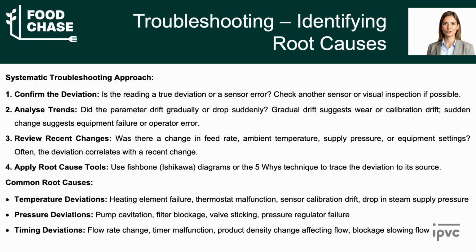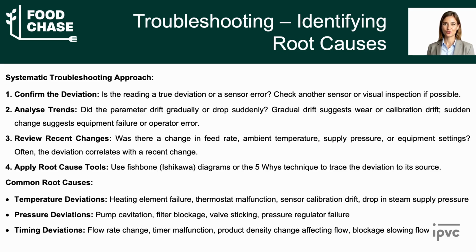Once we confirm a real deviation, we look at the trend. If the temperature has been slowly drifting downward over weeks, that suggests a gradual problem like a heating element losing efficiency or a sensor calibration drift.